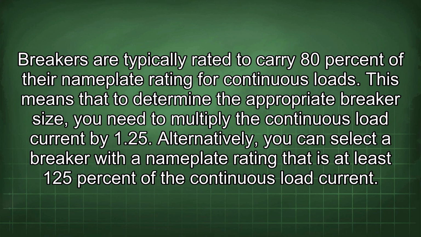Breakers are typically rated to carry 80% of their nameplate rating for continuous loads. This means that to determine the appropriate breaker size, you need to multiply the continuous load current by 1.25. Alternatively, you can select a breaker with a nameplate rating that is at least 125% of the continuous load current.